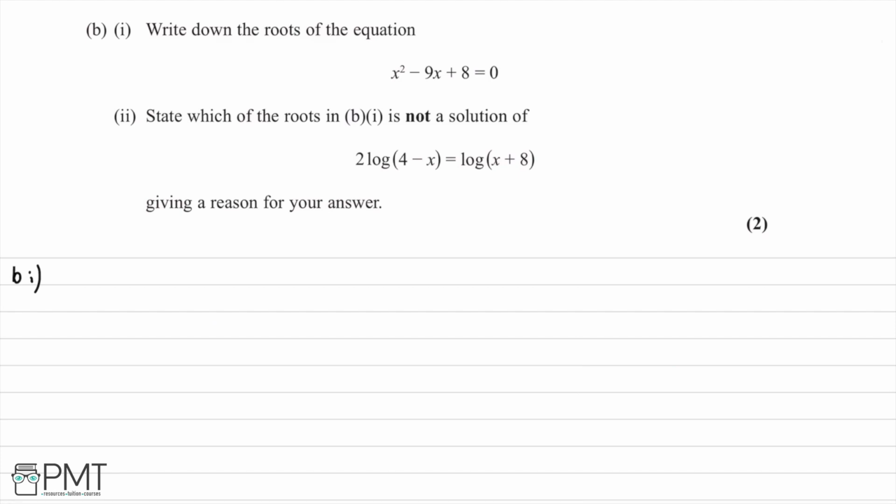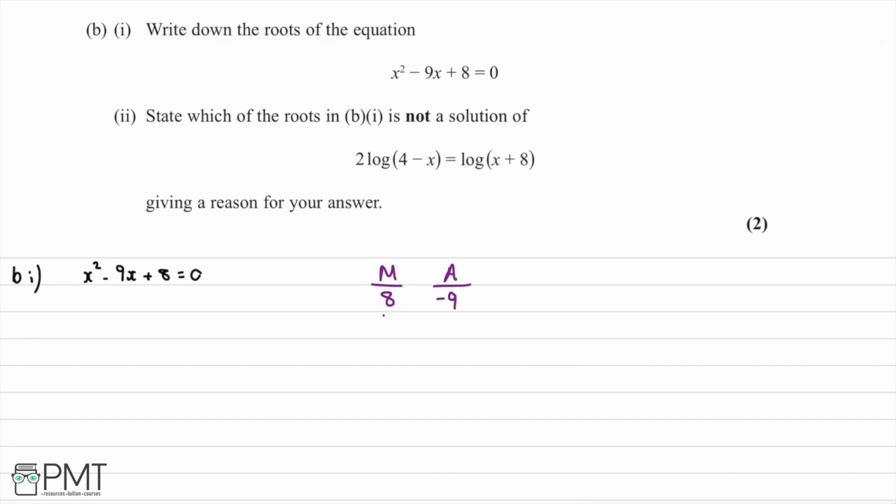We're asked to write down the roots of the equation x squared minus 9x plus 8 is equal to 0. So we need to have a think, how do we find the roots of an equation? We need to find two numbers which are factors of 8, but they sum to minus 9. So just writing this down here, we want the numbers to multiply to positive 8, but add to negative 9.